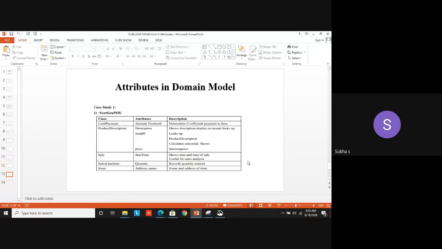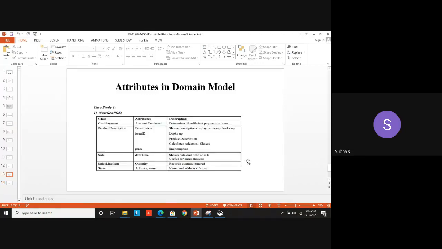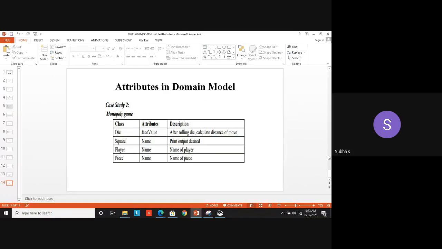Then for the two case studies, the next gen POS and the Monopoly game, we saw what attributes were used. Let's quickly review the last slide of the previous session. These are the attributes used in the Monopoly game for each class. We have four major classes: die as one class, square as another class, player, and then piece. Apart from that, you can also have board, etc.